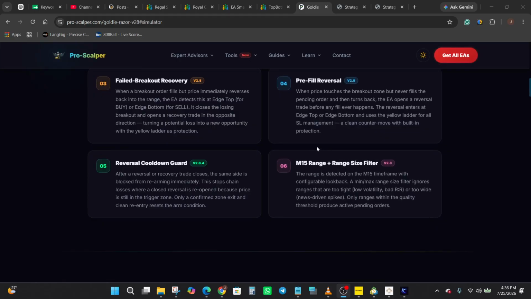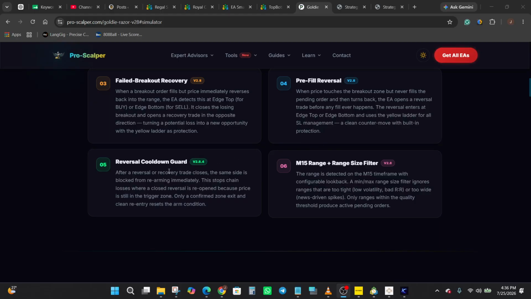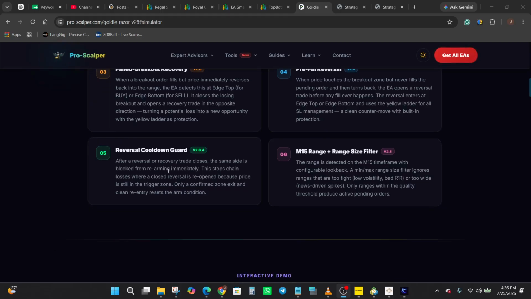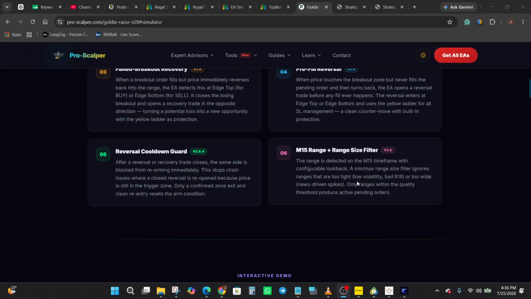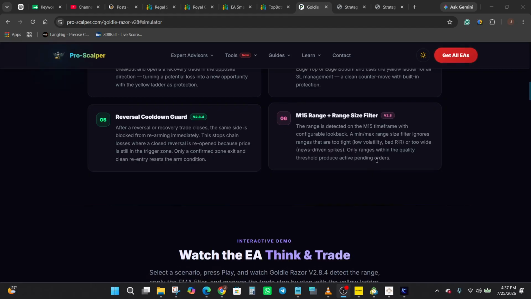Now, to manage trade frequency, the developer included a reversal cooldown guard. Once a reversal or recovery trade closes, the same side is temporarily blocked until price exits the trigger zone and re-enters cleanly. Additionally, the M15 range size filter ensures trades only trigger when the detected range meets minimal or maximum quality thresholds, avoiding ranges that are too tight or distorted by sudden news spikes.